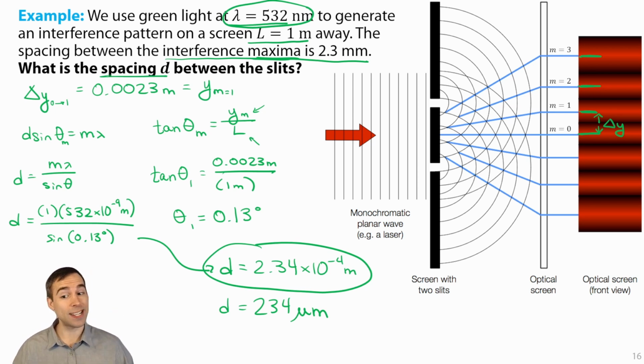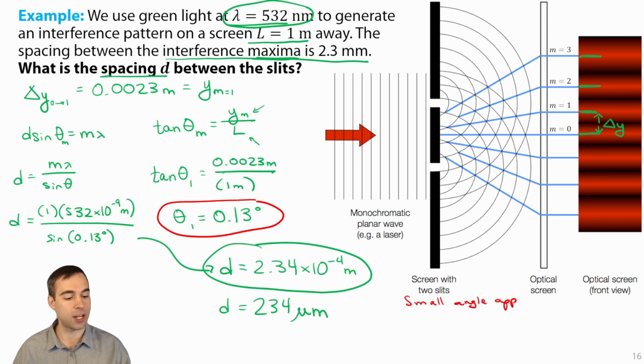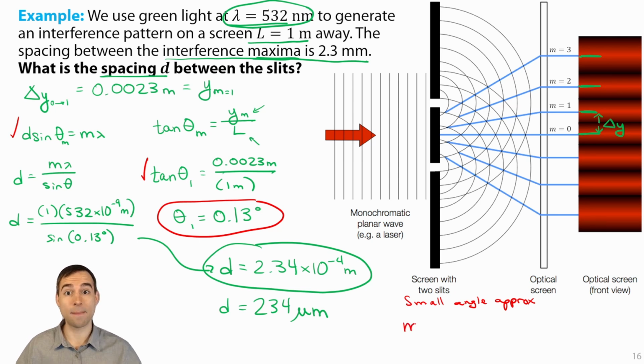Lastly, I would like to mention that since this is a small angle, we can use the small angle approximation to sort of skip a step. Small angle approximation says that as long as this angle is very small, the tan of theta is equal to the sine of theta. And so we can set those equal to what we saw in the previous slide, which said that m lambda over d is equal to ym over L.